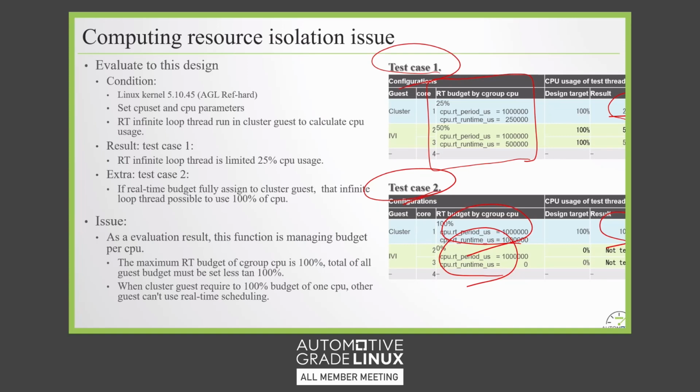The maximum real-time budget of the cgroup CPU is 100%. The total of all guest budgets must be set to less than 100%. So when the cluster is just reduced to 100% budget of one CPU, other guests can't use real-time scheduling. It's an issue.